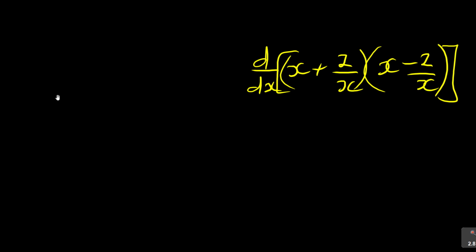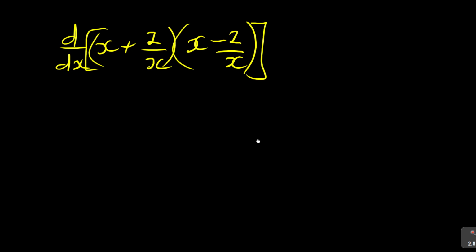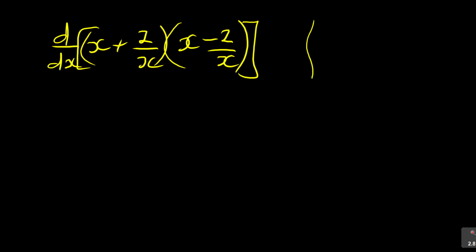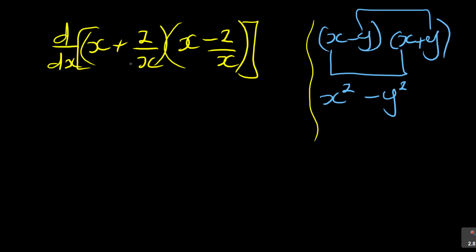Okay, let me do this. Do you see that this is more like a difference of 2 squares? But you must also remember, when you're dealing with difference of 2 squares, if I say x minus y and x plus y, it's as good as multiplying the first and multiplying the last. So that is x squared minus y squared. So it's the same thing here. I'll take the first 2, multiply them, and the last 2, multiply them.